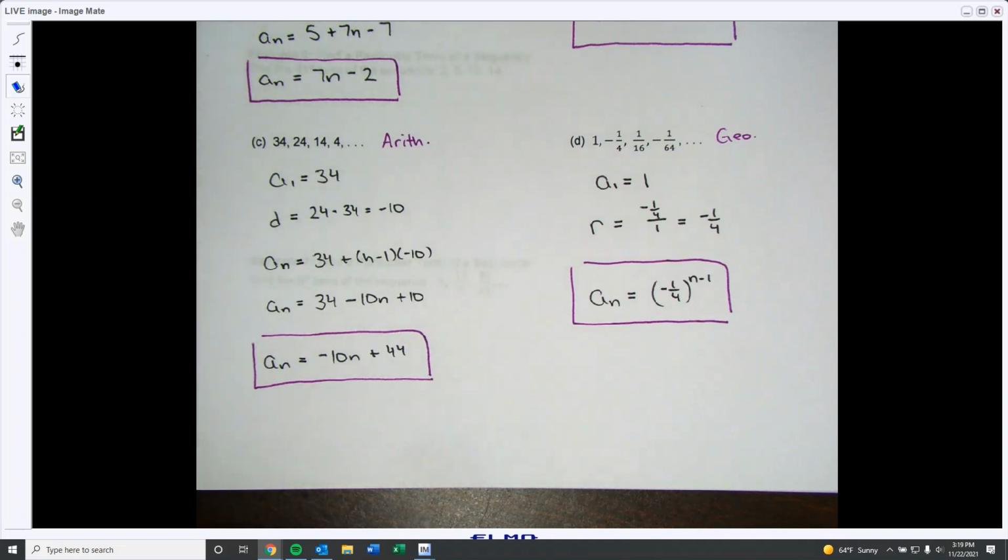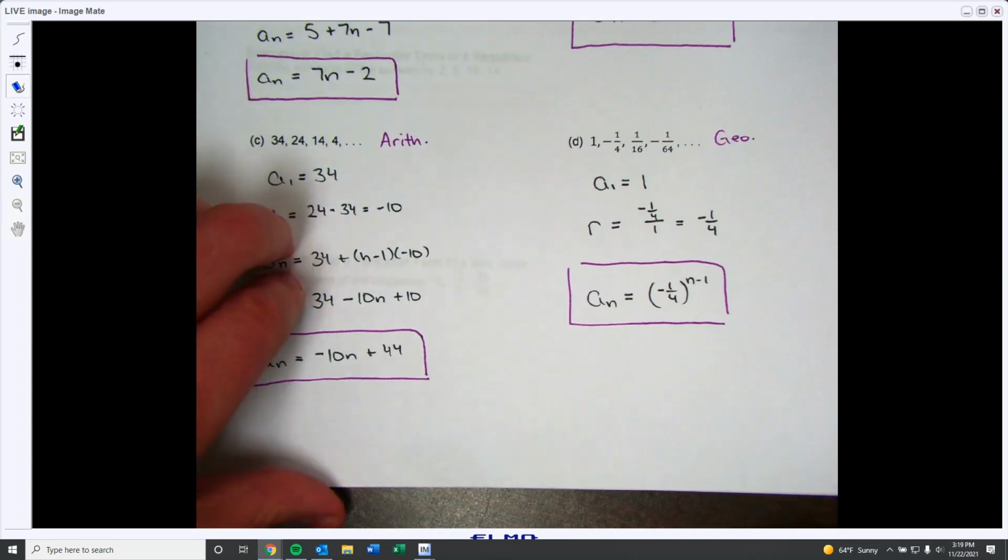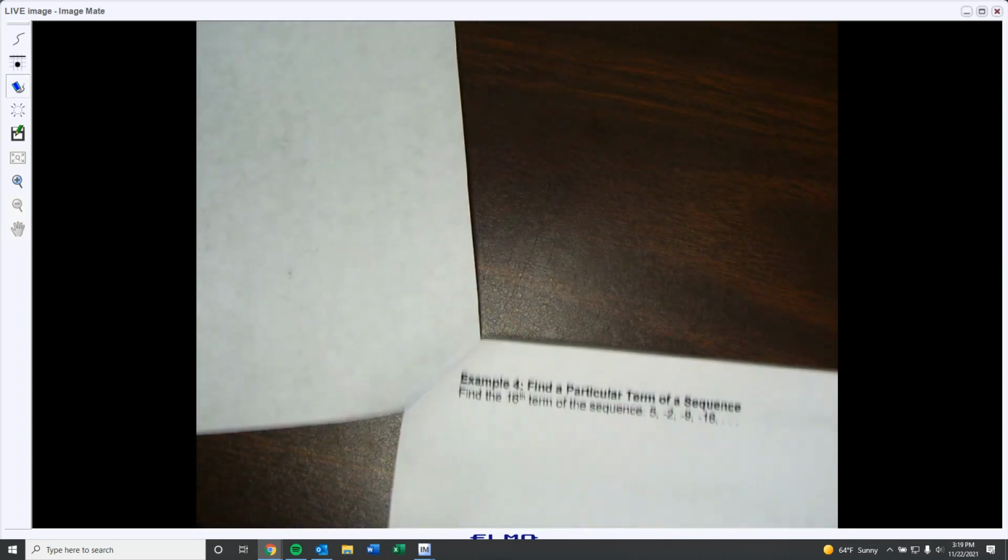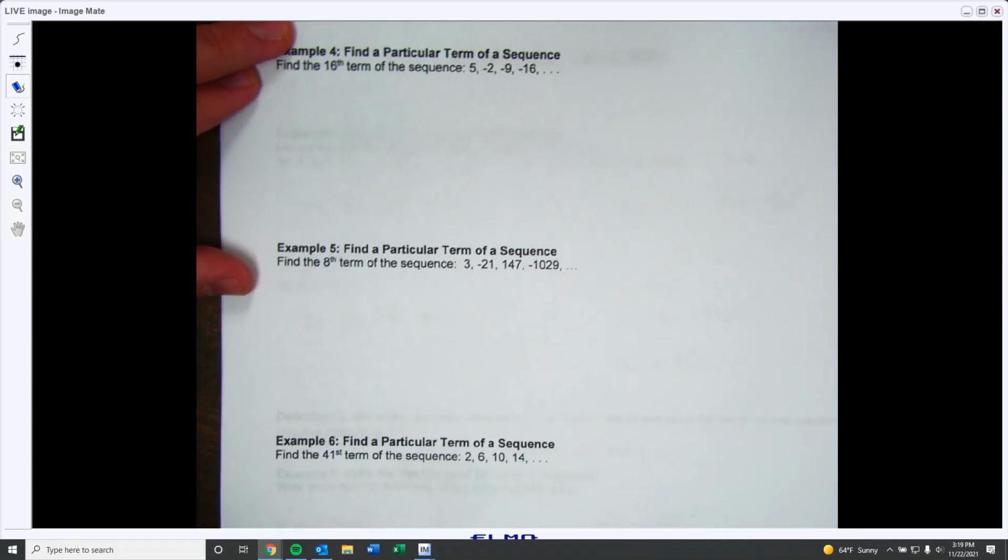All right, so now we've seen how you can take a sequence that's listed out and then make a formula for it. And the last thing we're going to do on here is we're going to take those formulas and use them to find a particular term in a sequence. So looking at example 4, I want to find the 16th term in the sequence 5, negative 2, negative 9, negative 16. And I definitely do not want to write out 16 terms on here.